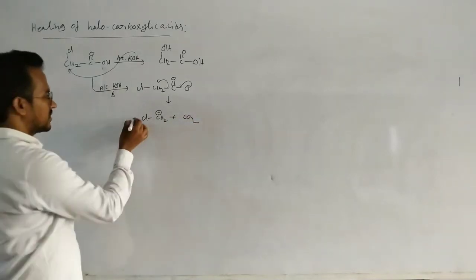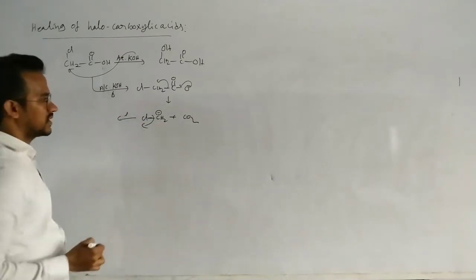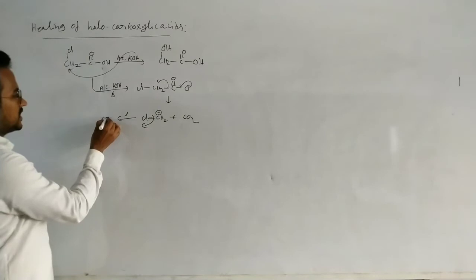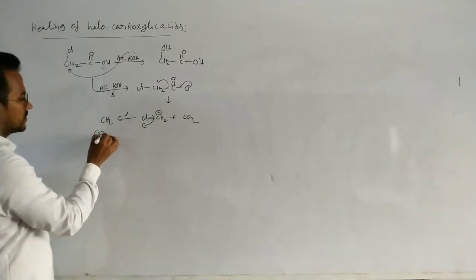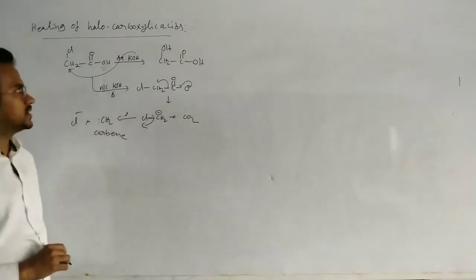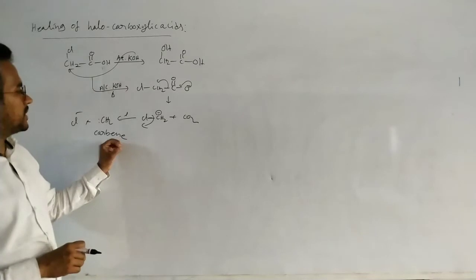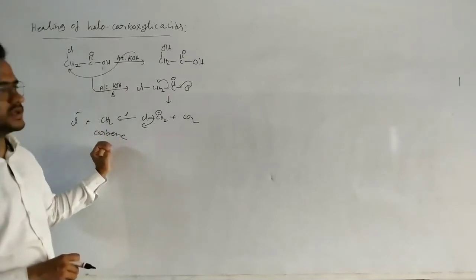And next, this one on further heating, loss of Cl minus, then we get the carbene. That's it. It is an alpha halo carboxylic acid, just on heating, carbene is produced. Okay, carbene is the product.